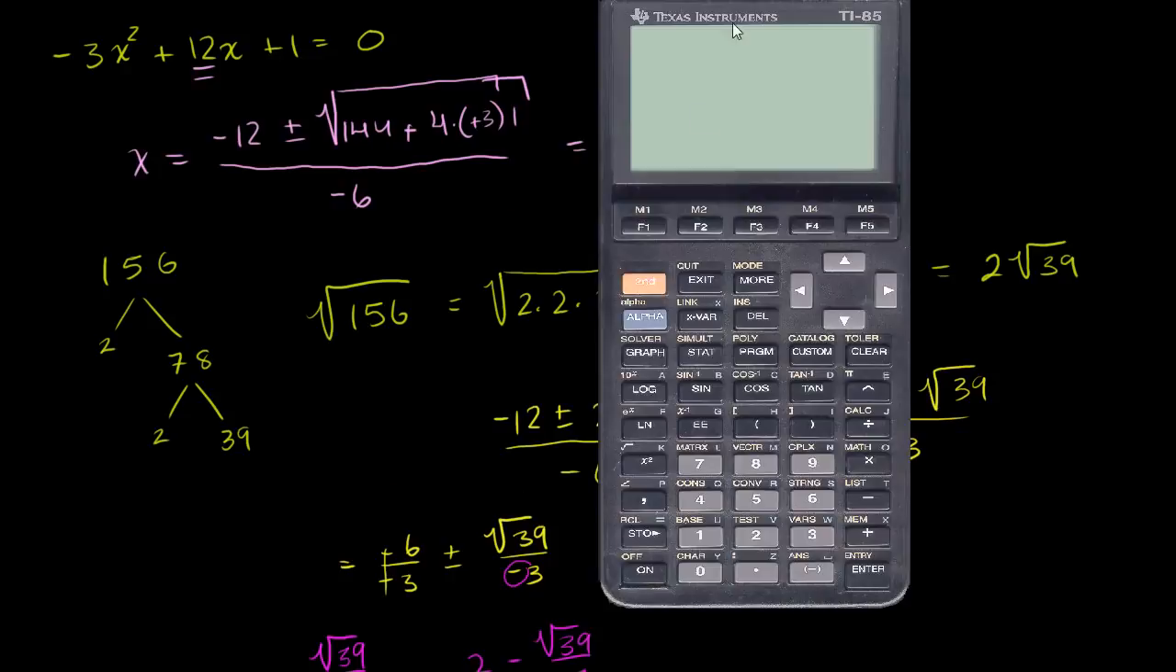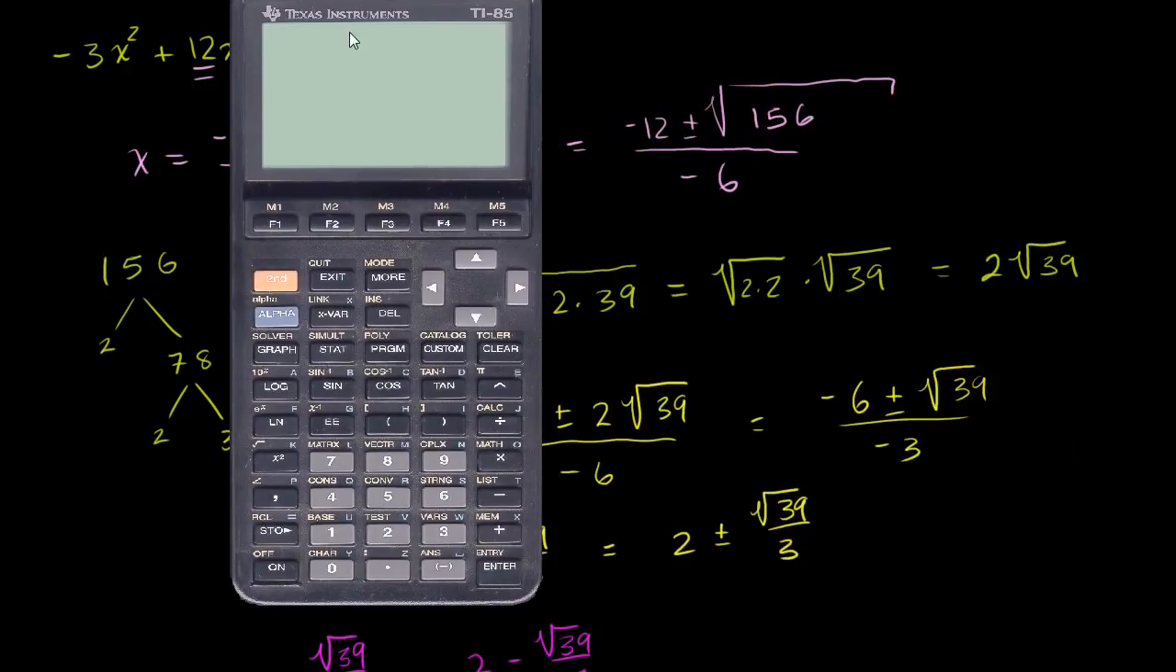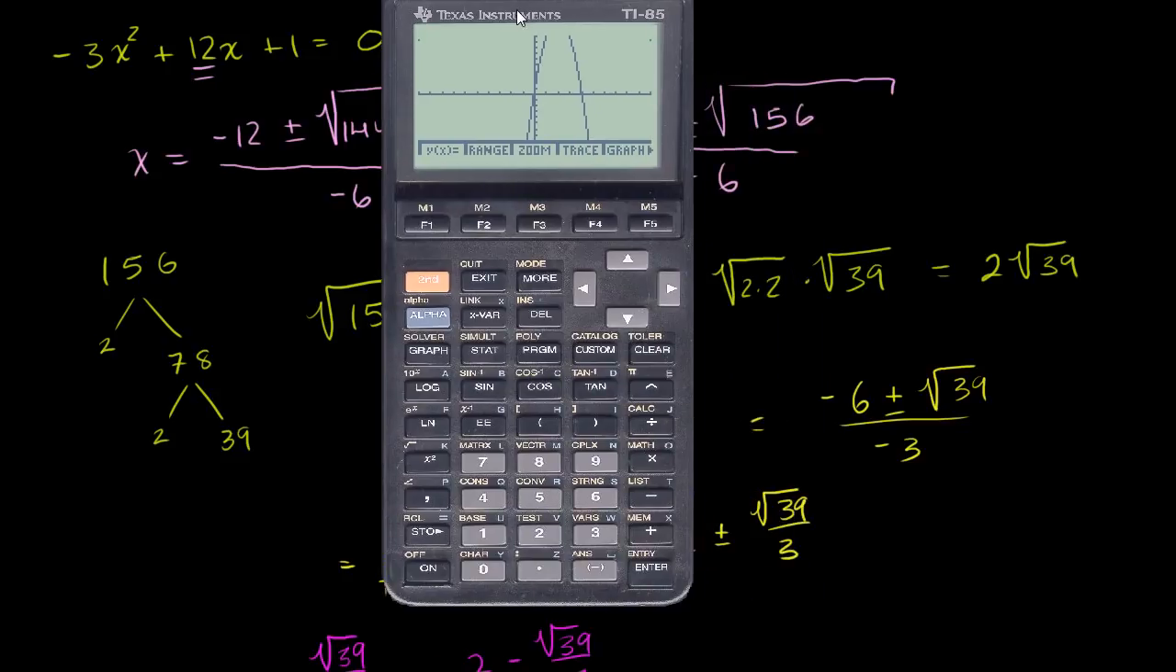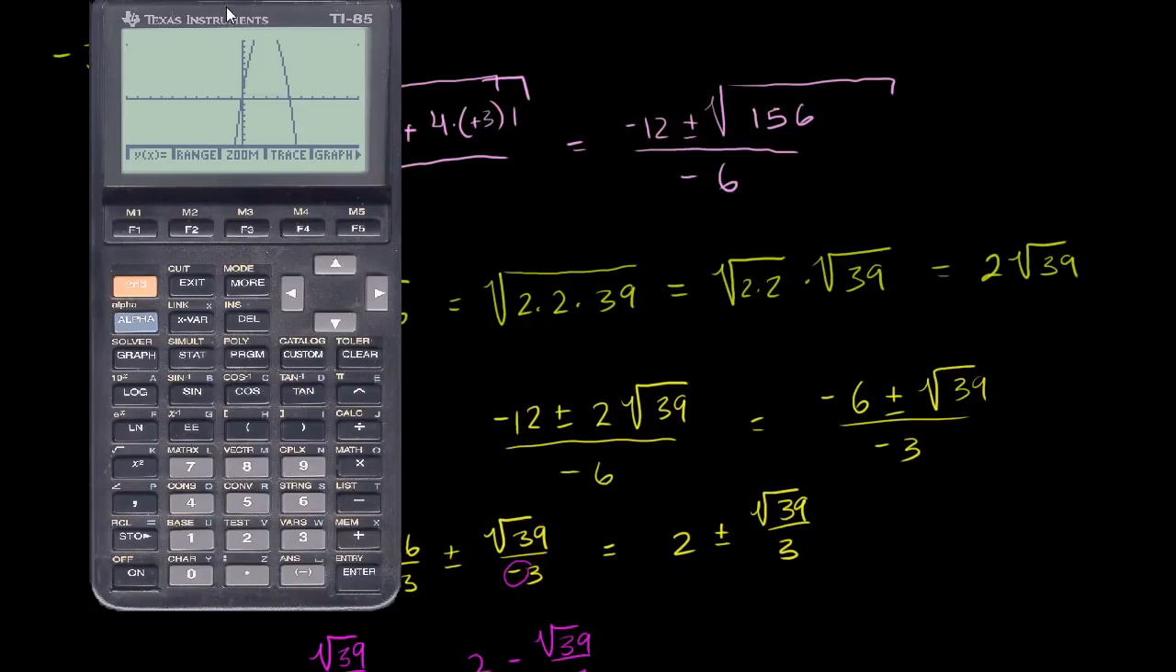Let's verify. I'm just curious what the graph looks like. So let's just look at it. Let me clear this. So we have negative 3x squared plus 12x plus 1. And let's graph it. Let's see where it intersects the x-axis. It goes up there and then back down again. And then, so 2 plus or minus the square root of 39.